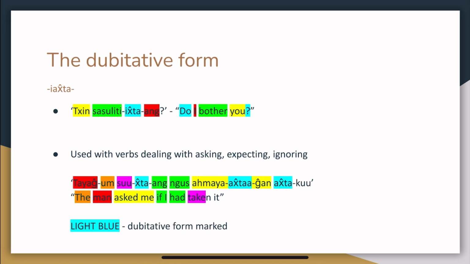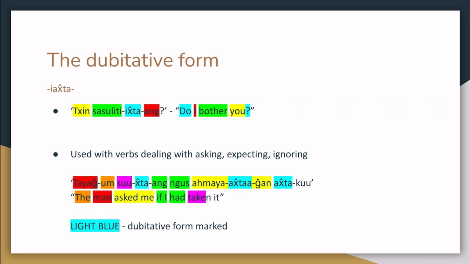And then the dubitive form. This is used when you're wondering what the result of something is going to be, right? So you've got to ask to figure it out. You don't know what the response is going to be. You're expecting something, you don't know what's going to happen. Somebody ignores it. You doubt anything's coming of it. So I assume that's why they call this the dubitative form. And this is marked with yakta.